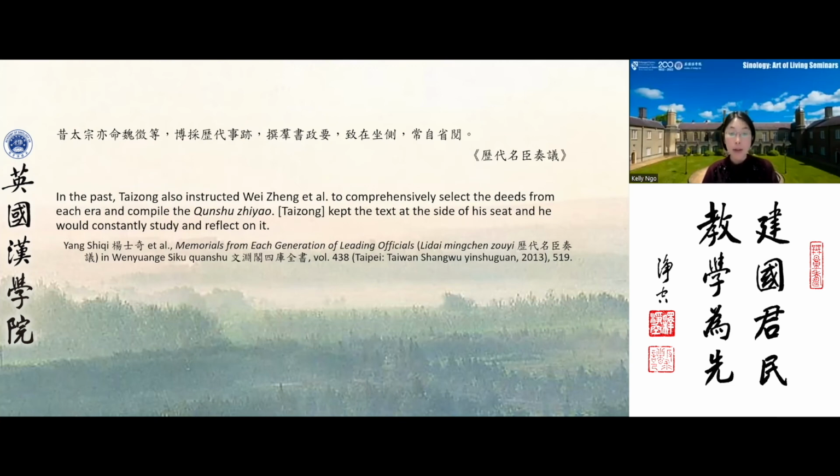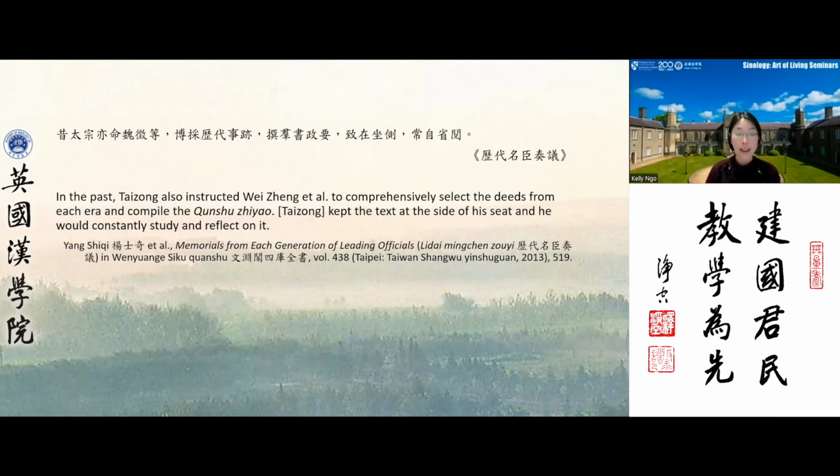In a memorial to Emperor Xianzong during the early 9th century of the Tang Dynasty, the scholar official Li Jiang wrote that in the past, Taizong also instructed Weizheng and others to comprehensively select the deeds from each era and compile the Essentials for Bringing About Order in diverse books. Then Taizong kept the text at the side of his seat, and he would constantly study and reflect on it.